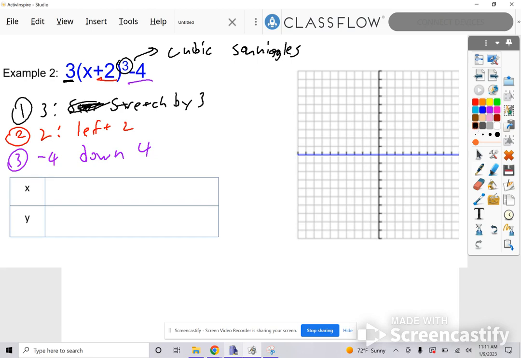Now this one doesn't technically have a vertex. It has that point of inflection, but again, we can think of it as that star number. We get it the same way. We take the inside number, we swap it. We take the outside number, and we keep it.